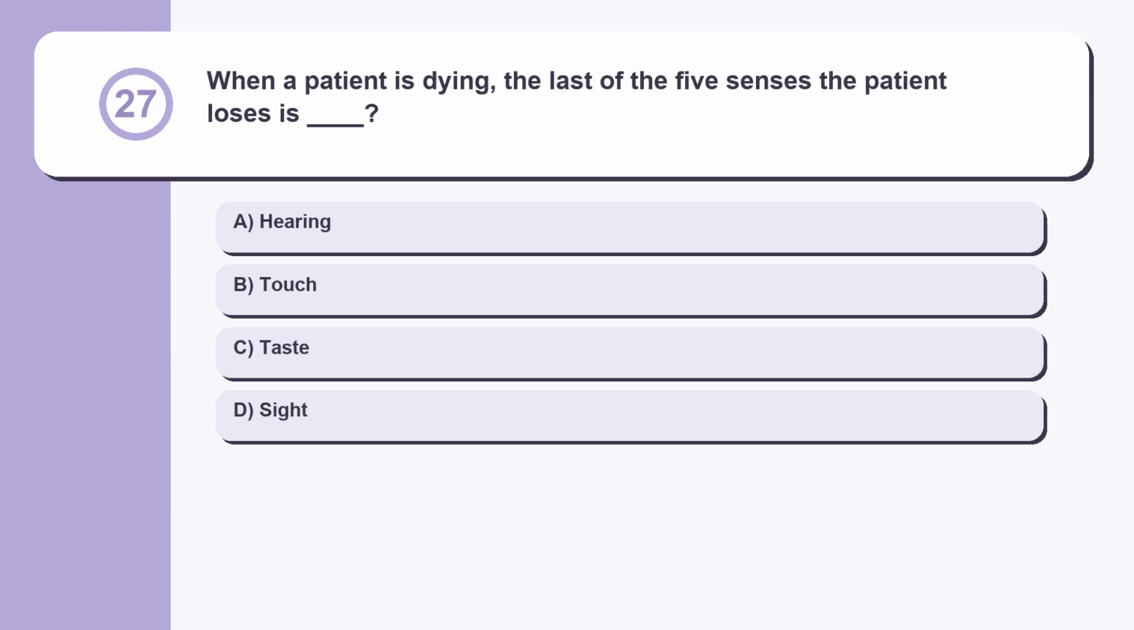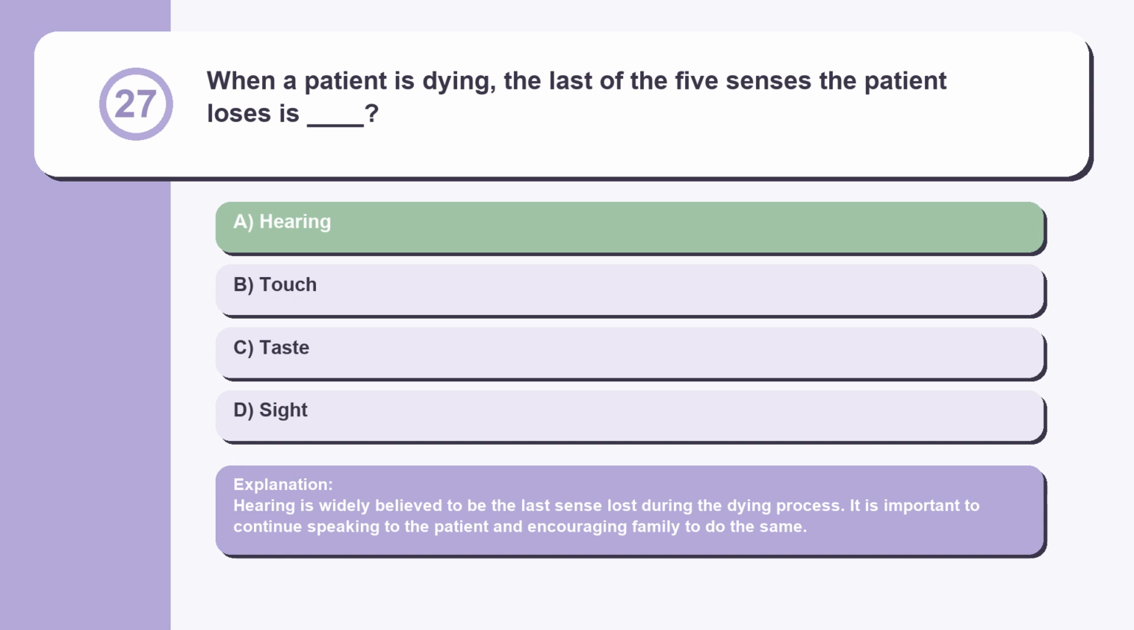Question 27. When a patient is dying, the last of the 5 senses the patient loses is ________. Hearing, touch, taste, sight. Hearing is widely believed to be the last sense lost during the dying process. It is important to continue speaking to the patient and encouraging family to do the same.